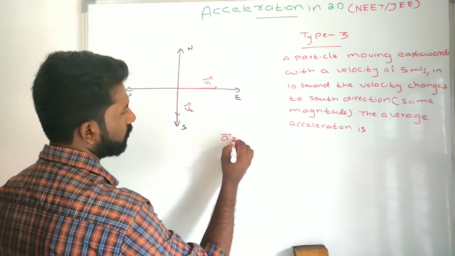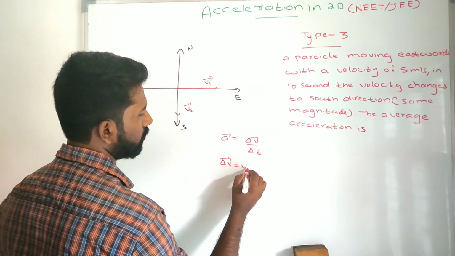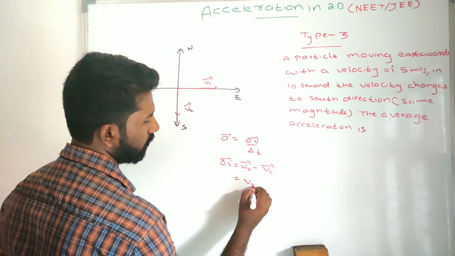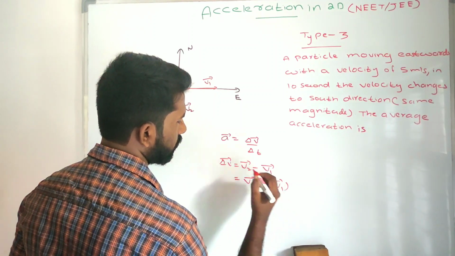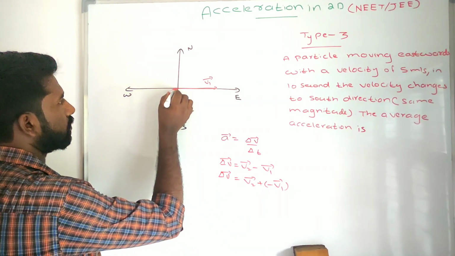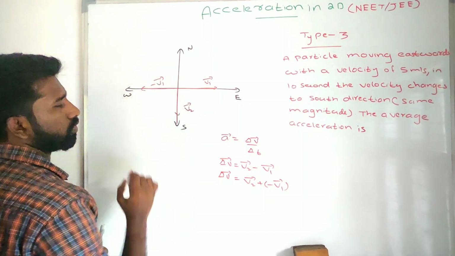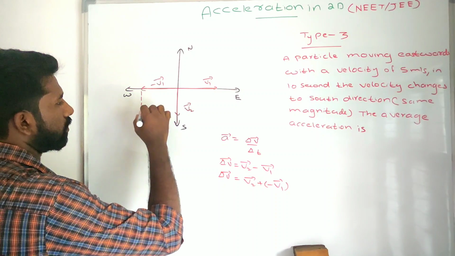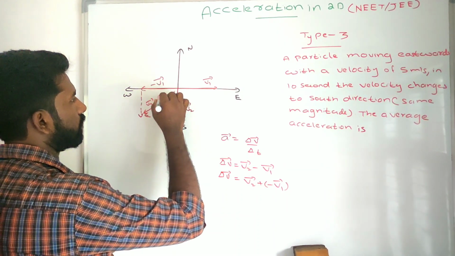Then acceleration is equal to change in velocity divided by time. What about the change in velocity? That is equal to the final velocity vector minus the initial velocity vector, so V2 minus V1. We can write this as V2 vector plus minus V1 vector. The minus V1 vector is the negative vector of V1, the same magnitude but in the opposite direction, like this. So you can form a parallelogram here. The diagonal of the parallelogram is the resultant, equal to V2 vector minus V1 vector.